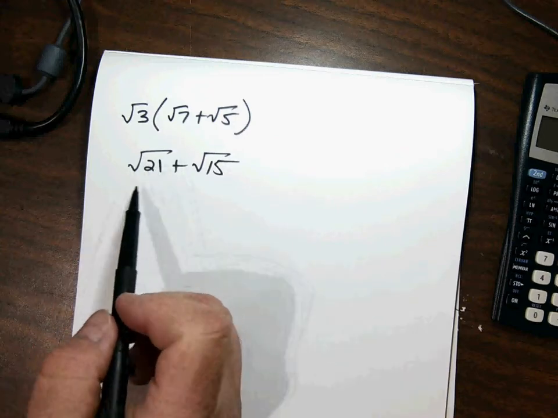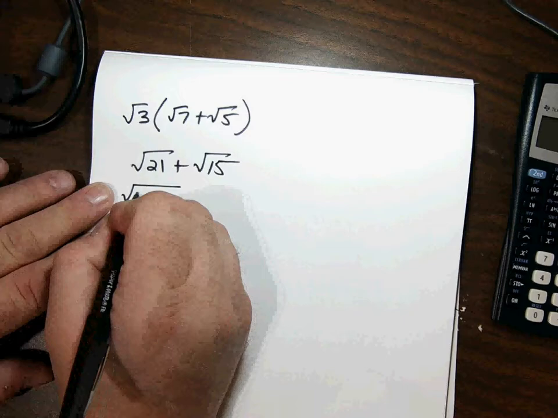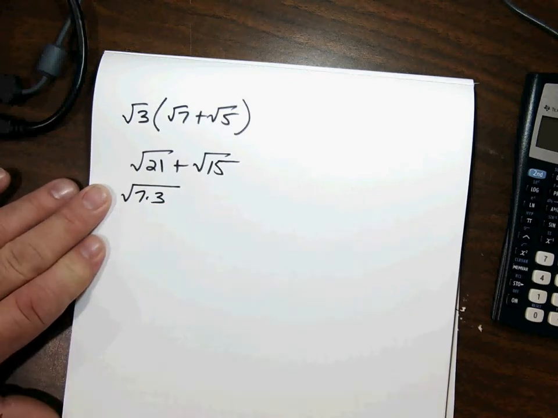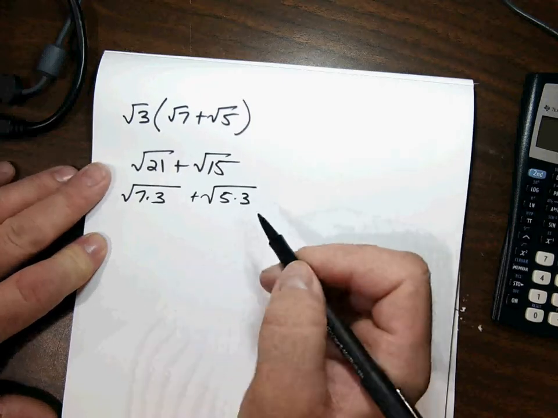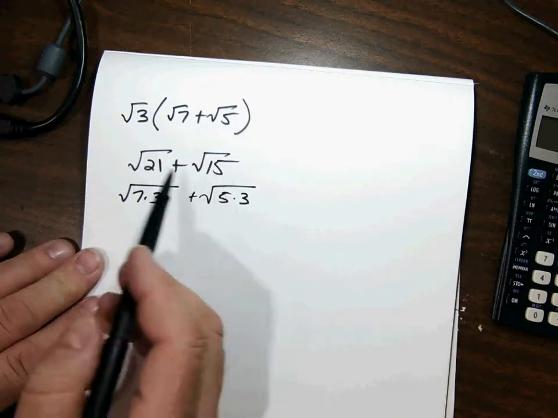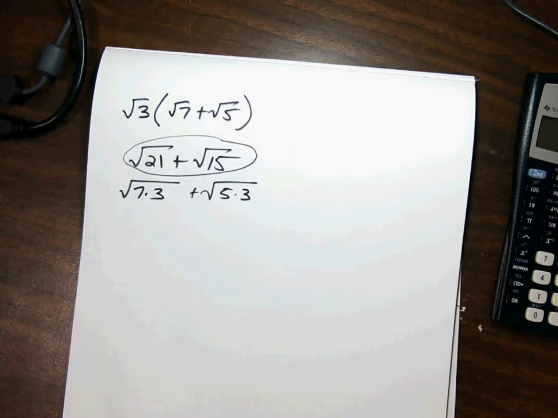Is there anything I can do with a 21 or a 15? I could play around here and try to factor, and the only way I can factor a 21 is 7 times 3. The only way I can factor a 15 is 5 times 3, other than the individual factors themselves. And I would have to conclude that there's nothing coming out of there that's a perfect square, so there we go. That's all we can do.